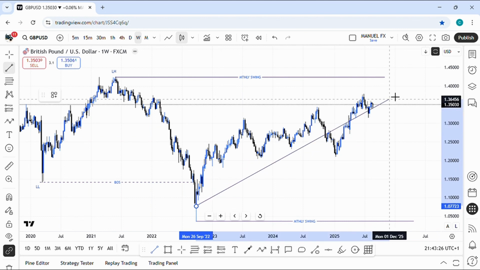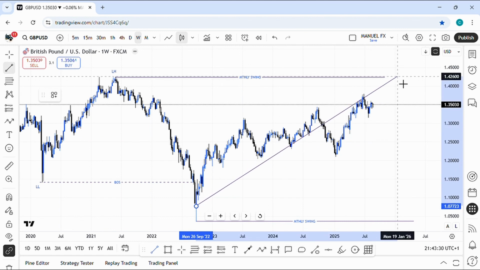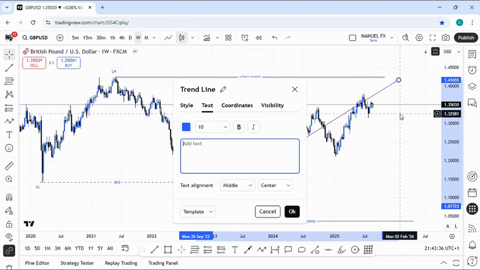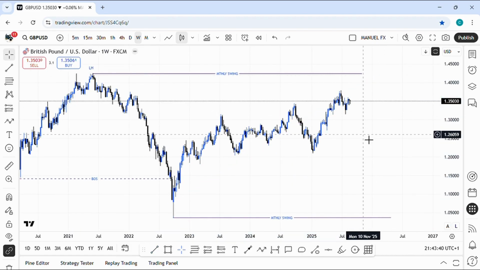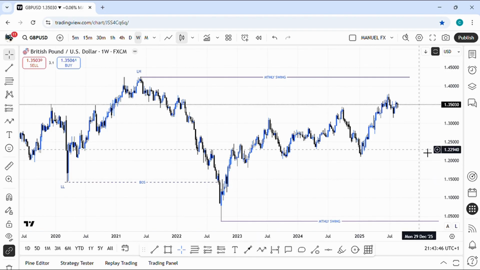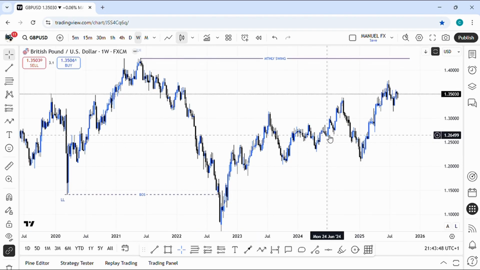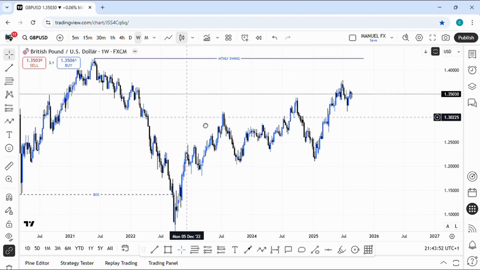See, price is moving towards what? Towards the upside. So, since the price is moving towards the upside, now we ask ourselves, why is the weekly time frame bullish instead of bearish? Why is it bullish instead of bearish?